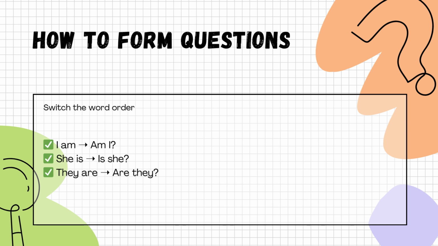Now let's learn how to form questions. It's easy. Just switch the word order like this. I am. Am I? She is. Is she? They are. Are they? So instead of saying, you are a student, we ask, are you a student?